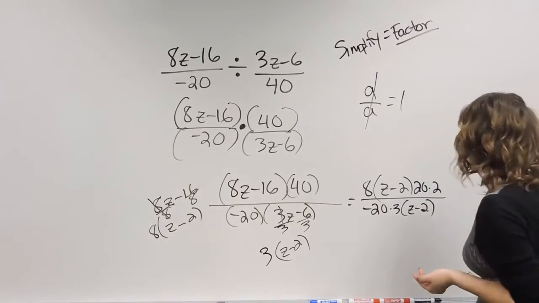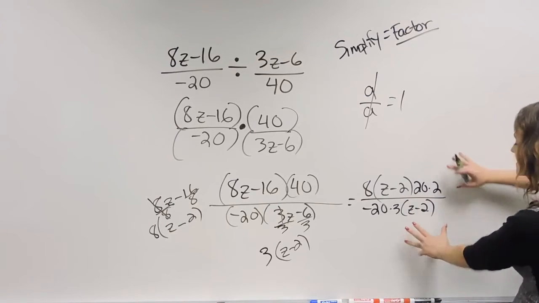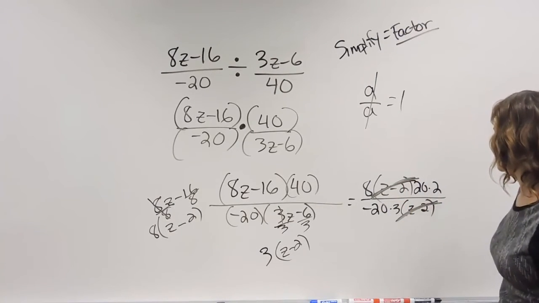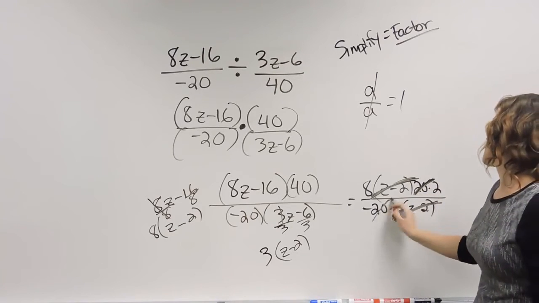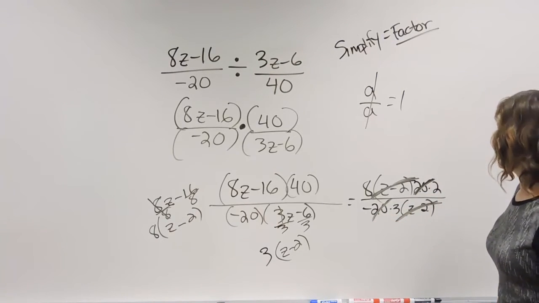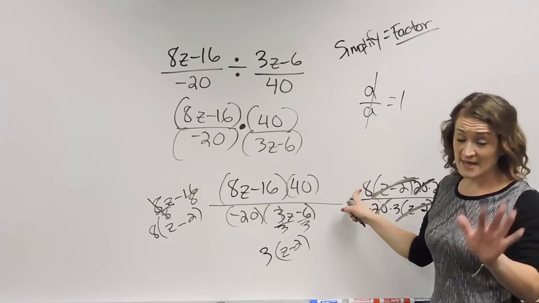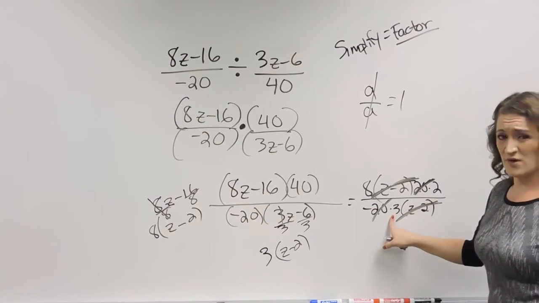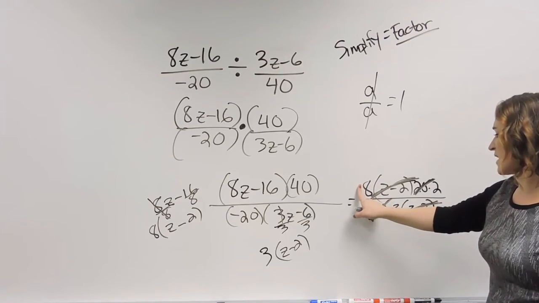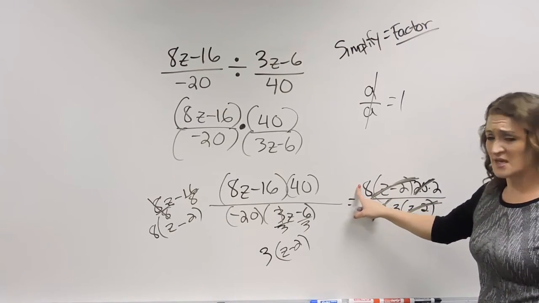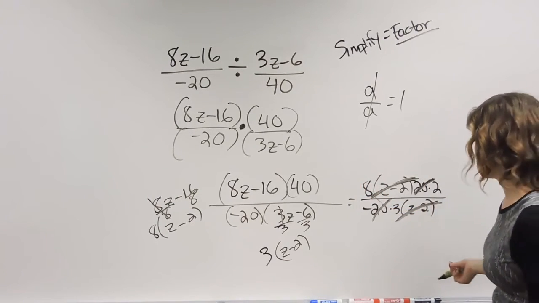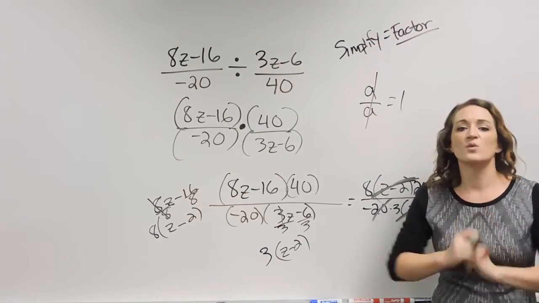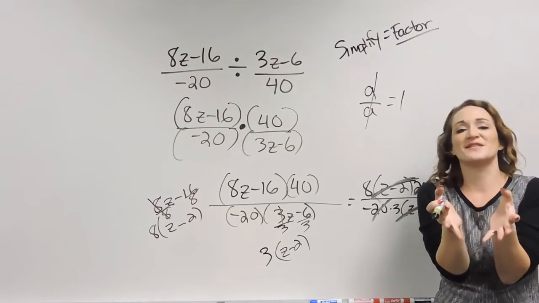Now that we're done factoring everything, we get to cancel some things. That's my favorite part. Taking a look at this problem, a z minus 2 cancels with a z minus 2. A 20 cancels with a 20. And then I see I have this 8, and an 8 can be broken down more, but I only have a 3 left over here, and there's no way I can break up an 8 into a 3 times something, so that's not going to help me out here. When you're done canceling, your answer is what you get when you put everything together in the end.